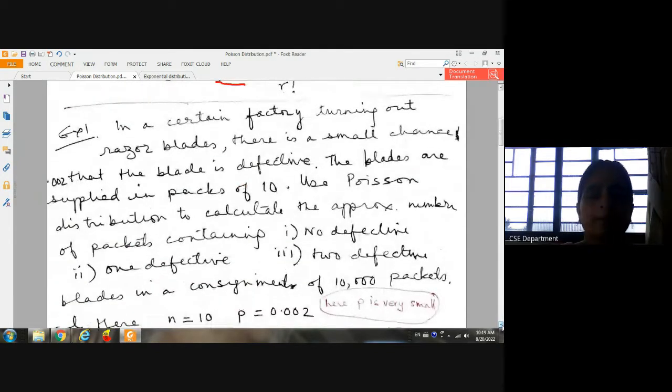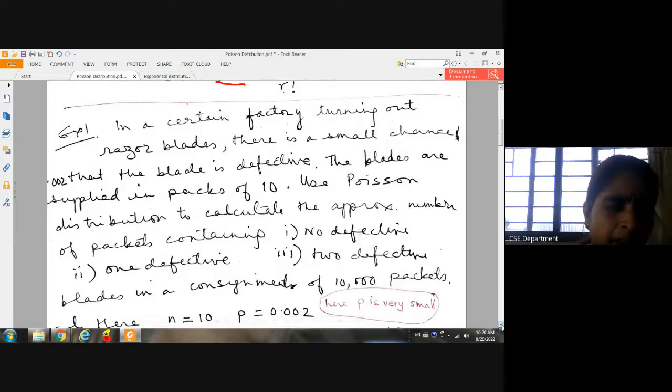So read this example. In a certain factory turning out razor blades, there is a small chance, 0.002, that the blade is defective. The blades are supplied in packs of 10. Use Poisson distribution to calculate the approximate number of packets containing part 1 no defective, part 2 exactly 1 defective, part 3 2 defective. That is exactly 2 defective blades in a consignment of 10,000 packets.